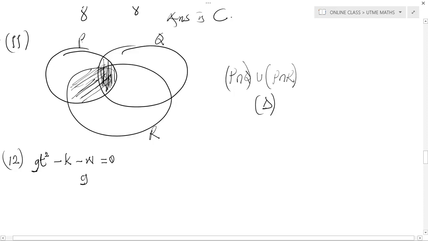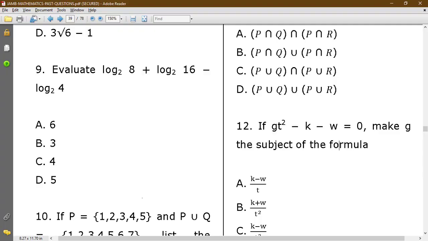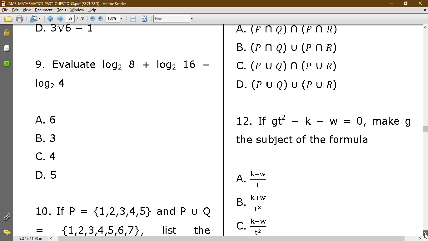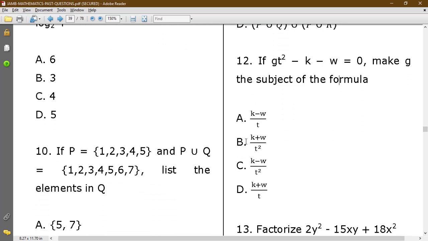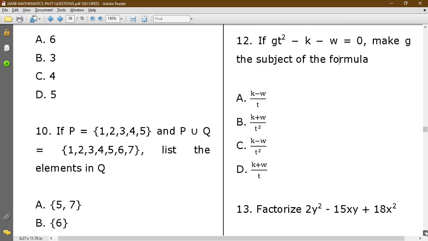So we have gt squared equals, transfer the minus k, give you plus k, transfer minus w to the other side, give you plus w. So in essence, we are making g the subject. G equals k plus w all over t squared. So let's see the one that matched our solution. And from there, we have it as B as the answer.